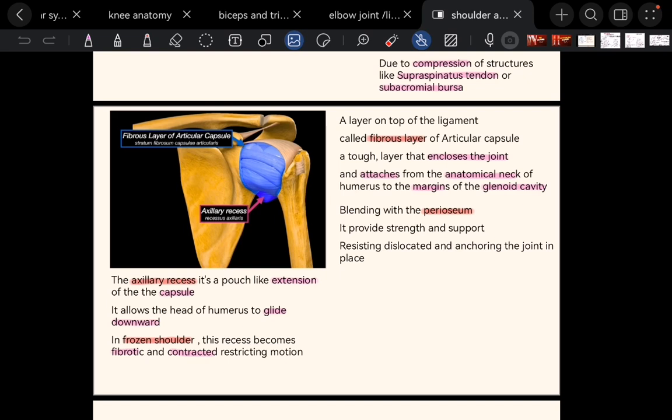Now, below the fibrous layer, there is the axillary recess. The axillary recess is a pouch-like extension of the capsule itself. It allows the head of the humerus to glide downwards, and in common conditions like frozen shoulder, this can actually get fibrotic and contracted, meaning that it resists range of motion. So you have a loss of range of motion because of the axillary recess being fibrotic and contracted.